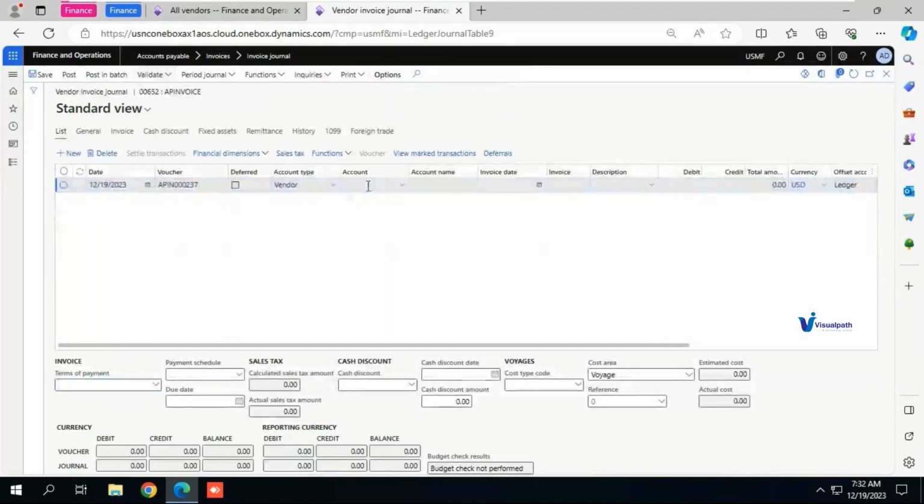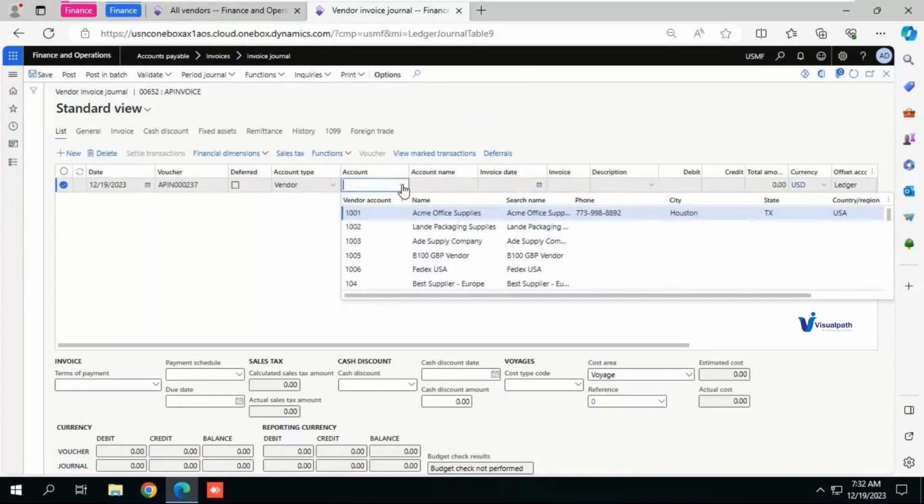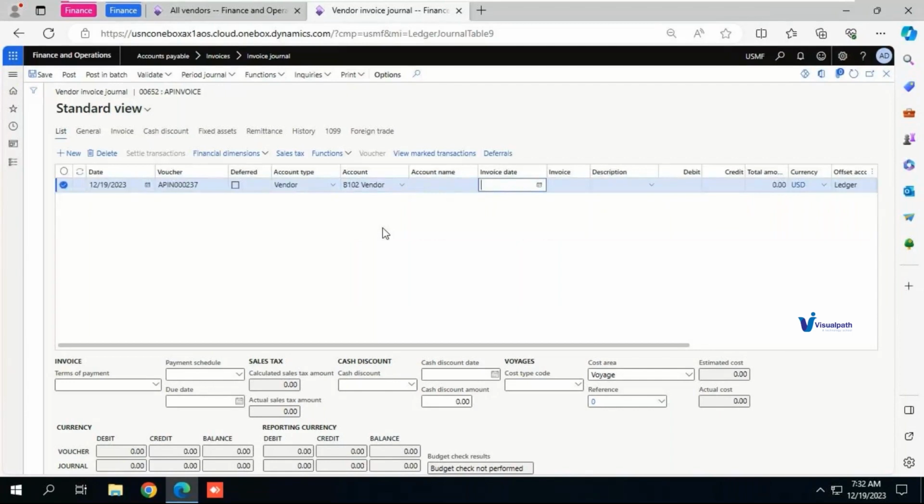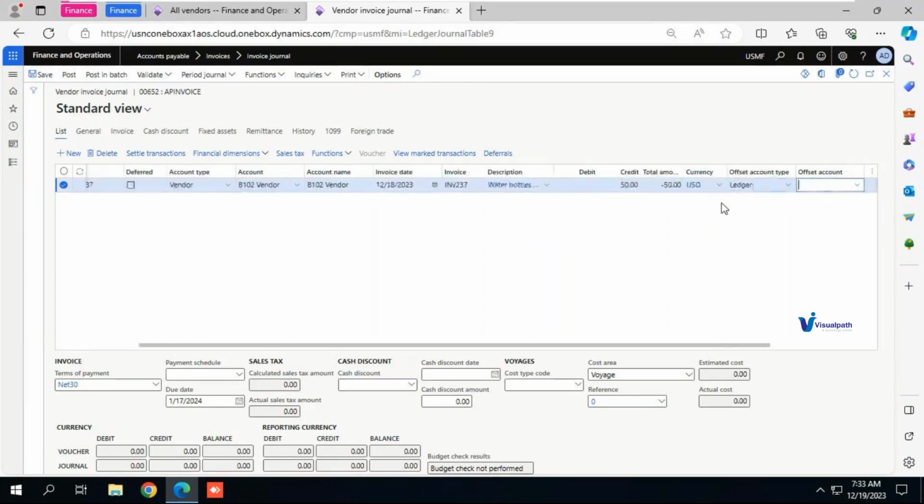Select the vendor, B102 vendor, and invoice date. Vendor will give the invoice, that is the date, and invoice number. Now you have purchased this material. Suppose I have purchased water bottles. So for water bottles, I'm paying. It is $50. It is negative. Vendor account negative.